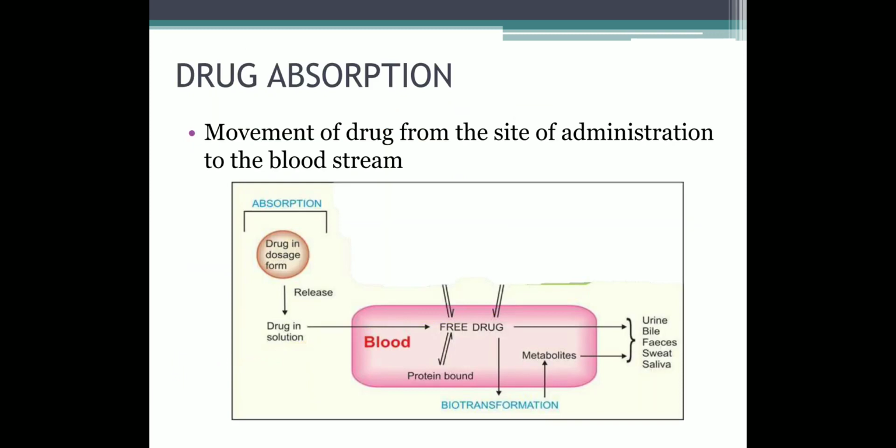So now come to the point of pharmacokinetics. First we will see the absorption of the drug. As we have seen, it is the movement of drug from the site of administration to the bloodstream. For example, when we swallow a drug, it gets into disintegration and makes a solution, then it releases the drug into the blood, then it binds to the protein, and then biotransformation, which we can say is metabolism. Then after metabolism, the remaining metabolites get excreted.